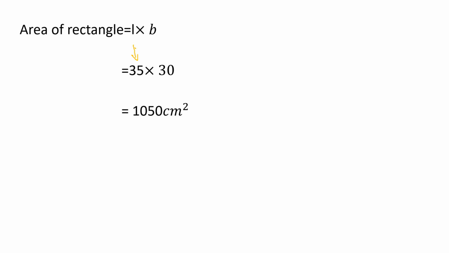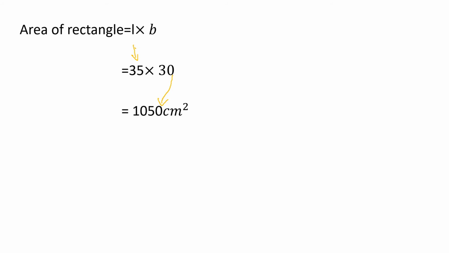Okay, 35 into 3. First you multiply 35 into 3. You got one answer, right? Then add this 0. So you are getting 1050 centimeters square. This is area of a rectangle.